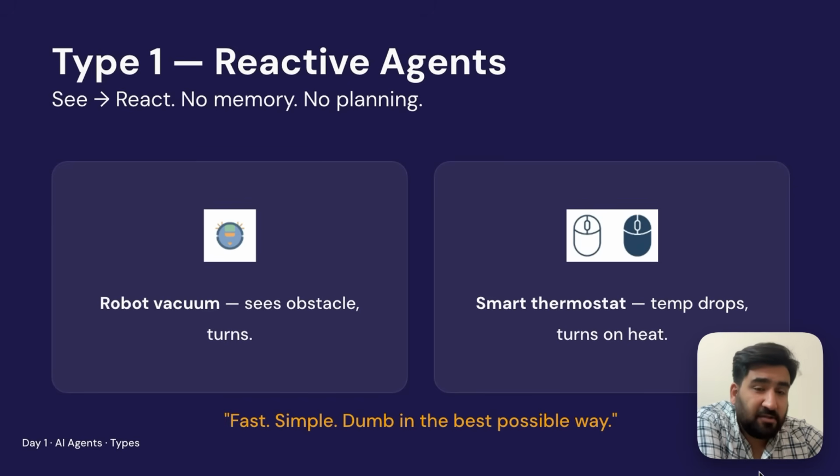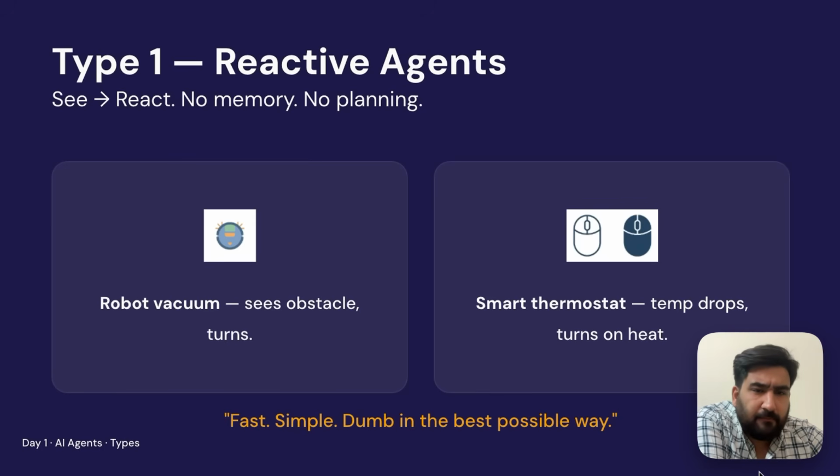Look at two examples on your screen. The first one is a robot vacuum. Let's call it Roomba. It does not plan a route of your house. It just bumps into the walls, bumps into the obstacles, then it turns 90 degrees and keeps going. And over enough time it covers the whole floor.